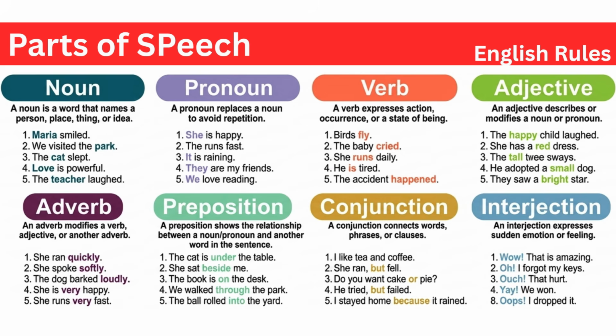7. Conjunction. A conjunction connects words, phrases, or clauses. I like tea and coffee. She ran but fell. Do you want cake or pie? He tried but failed. I stayed home because it rained. I will go if you go.